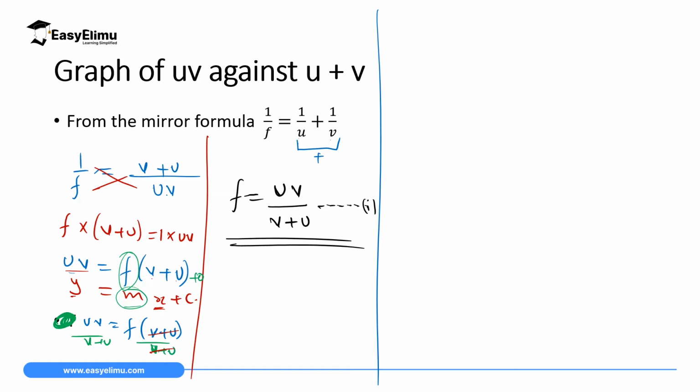So this is the theoretical way of finding the focal length from this mirror formula. You add the right hand side, then you make f the subject of the formula. But now, what if you draw a graph? What if you draw a real graph here?